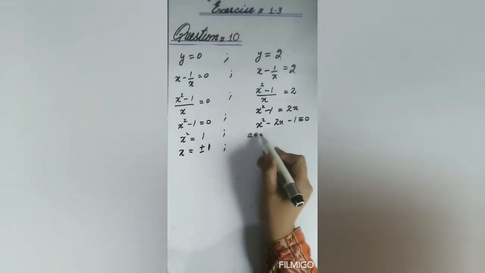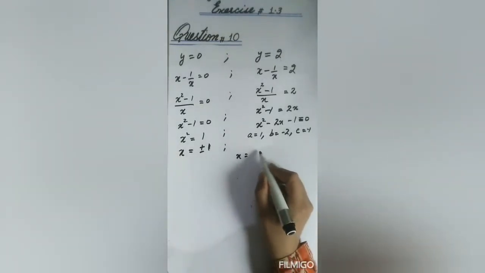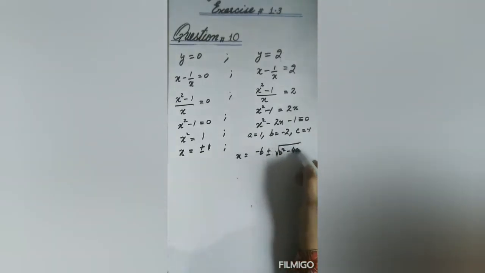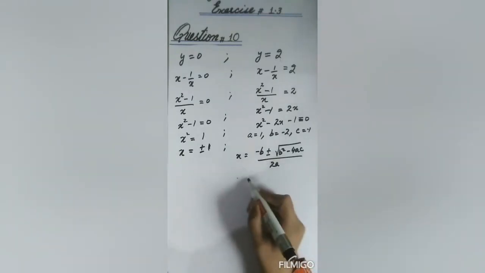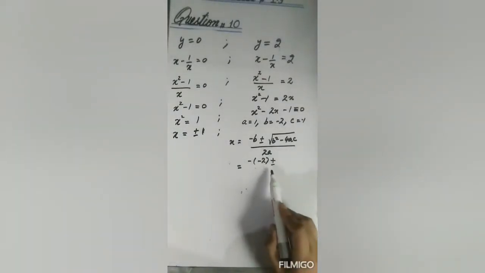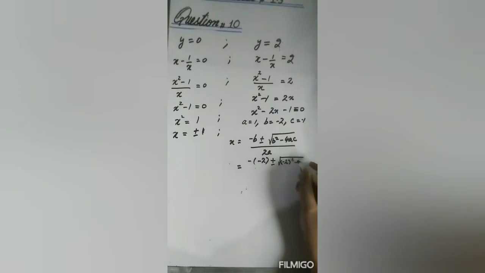Here the value of a is 1, value of b is minus 2, and value of c is minus 1. Now solve it. X is equal to minus b plus minus under root b square minus 4ac over 2a. Now put the values: minus into minus 2 plus minus under root minus 2 square minus 4, a is 1 and c is minus 1, over 2 into 1.